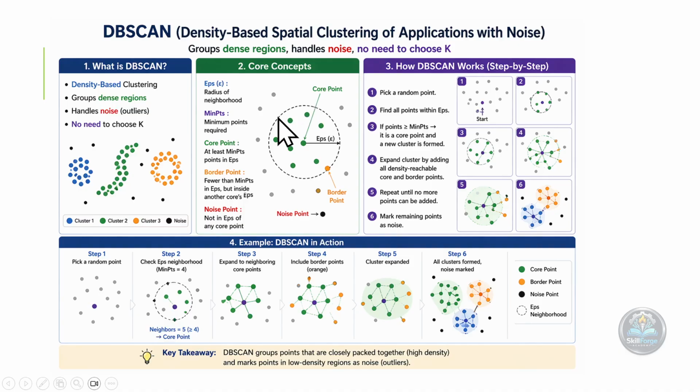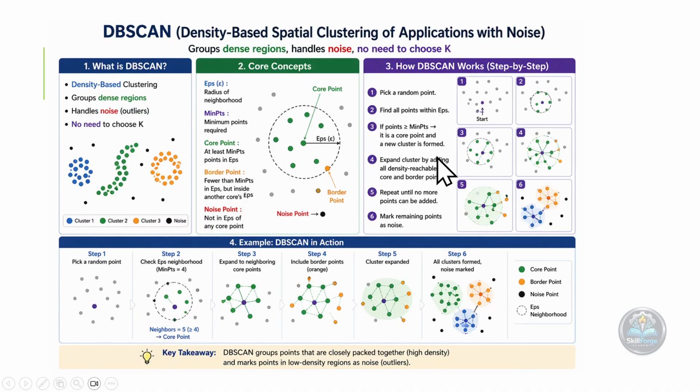The circle here represents the neighborhood defined by EPS. MinPts is the minimum number of points required inside the circle. A core point has enough neighbors, that is a dense area. Then we have border points, near a dense area but not dense themselves. And then finally we have the noise points, isolated, not part of the cluster.